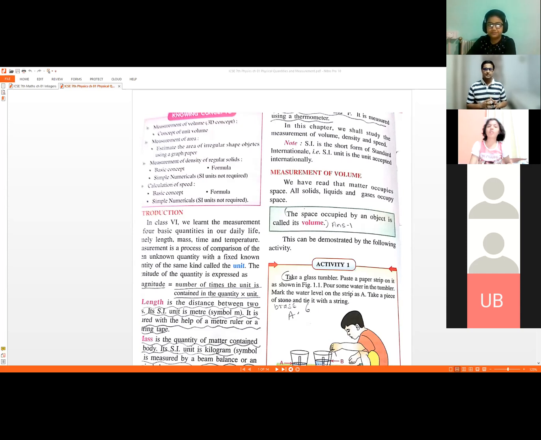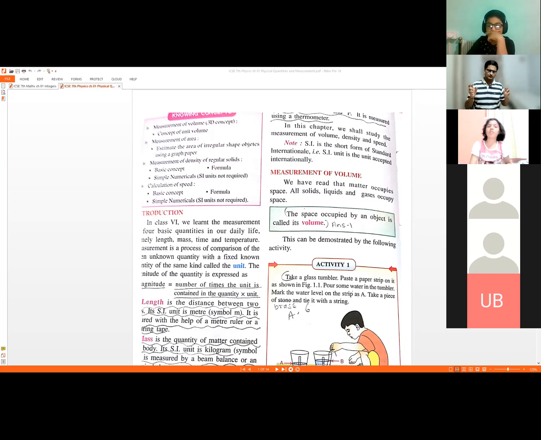The quantities which can be measured are mass, speed, distance, length, amount of substance, that is in moles, and time. So these are all physical quantities which can be measured easily. If they can be measured, they will have a certain unit. If there is no unit, you cannot compare them.